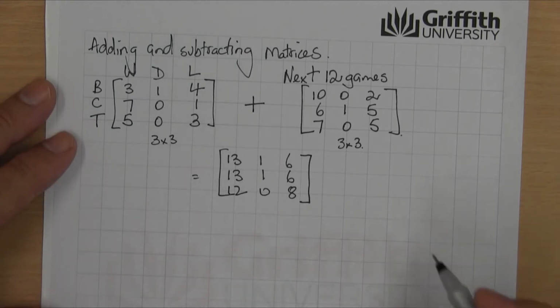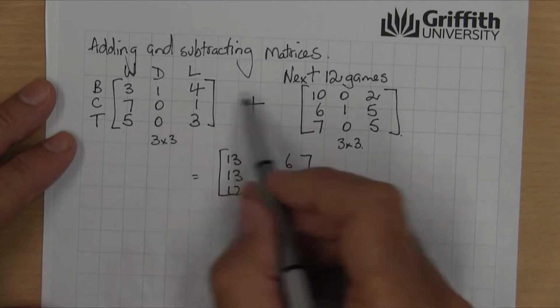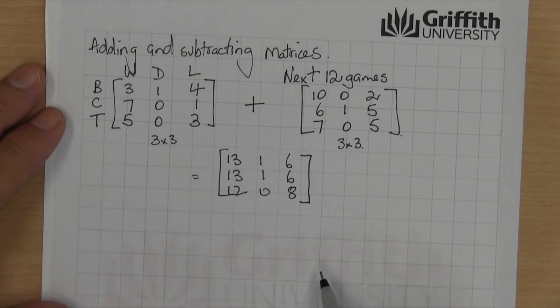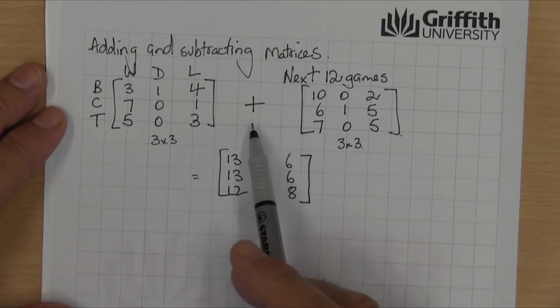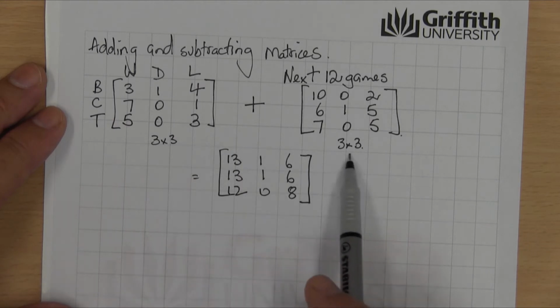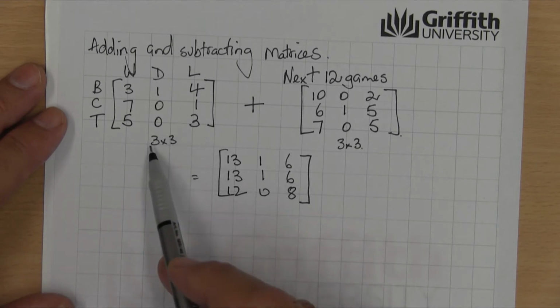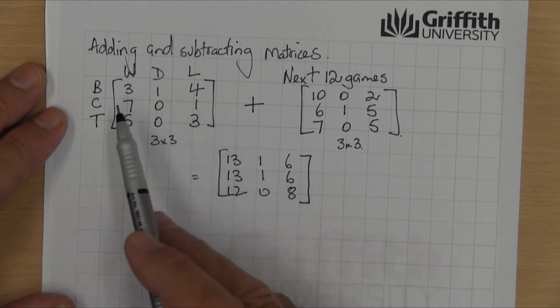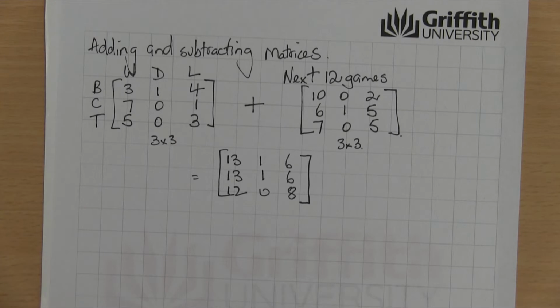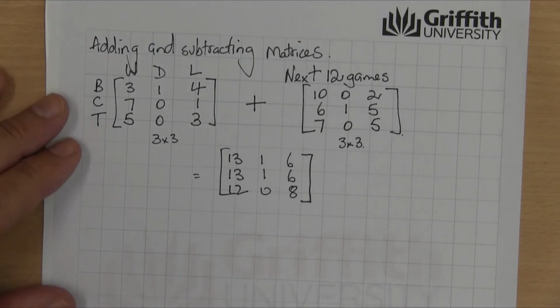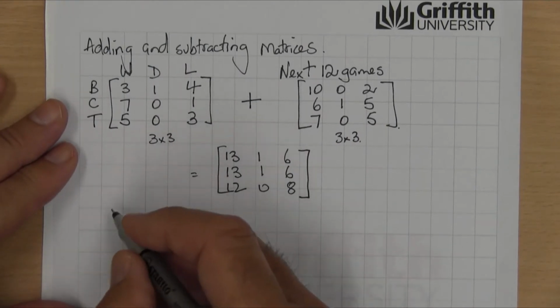Subtracting, you just do exactly the same except you subtract the individual elements, and I'm not going to go through one of those. But to do subtraction of matrices, once again they have to be of exactly the same dimensions, and you just subtract the individual entries from those. Alright, so that's adding and subtracting.